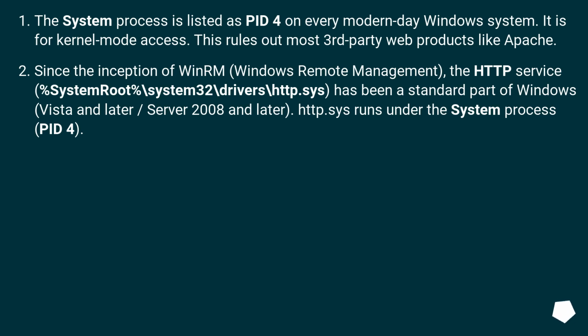Since the inception of WinRM, Windows Remote Management, the HTTP service, %systemroot%/system32/drivers/http.sys, has been a standard part of Windows, Vista and later, Server 2008 and later. HTTP.sys runs under the system process, PID 4.